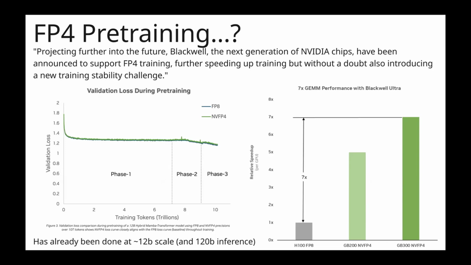So the book says that projecting further into the future, Blackwell, the next generation of NVIDIA GPUs, has been announced to support FP4 training, further speeding up training, but without a doubt also introducing new training stability challenges. And NVIDIA has already done pre-training with these Blackwell GPUs at the 12 billion scale and more than 10 trillion training tokens, which seems promising. Maybe this year, the frontier companies will be training trillion scale models with this.